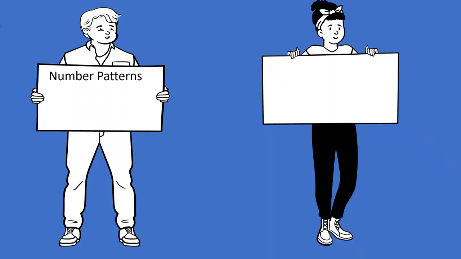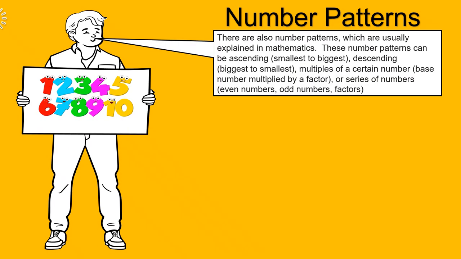There are what we call number patterns and object patterns. Number patterns are usually explained in mathematics. These number patterns can be ascending, smallest to biggest, descending, that means biggest to smallest, multiples of a certain number, a base number multiplied by a factor, or a series of numbers, even numbers, odd numbers, factors, etc.